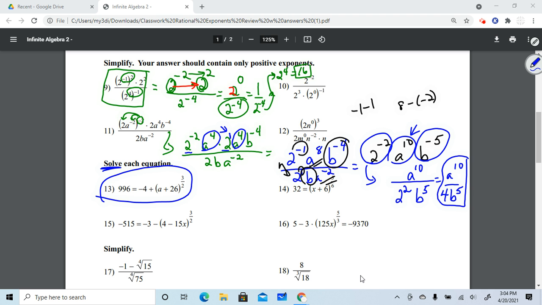Solving is definitely different than simplifying, not just in spelling. So come back and watch the next video to see how we solve these rational exponential equations.